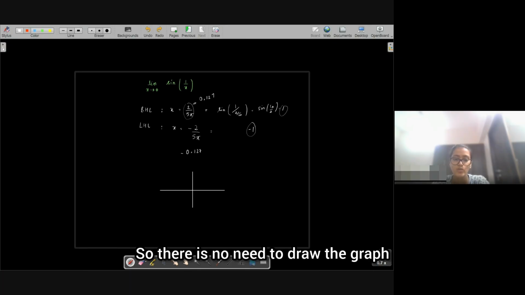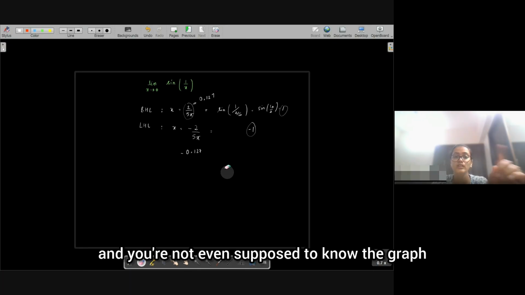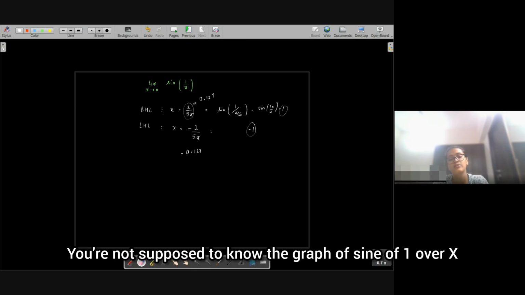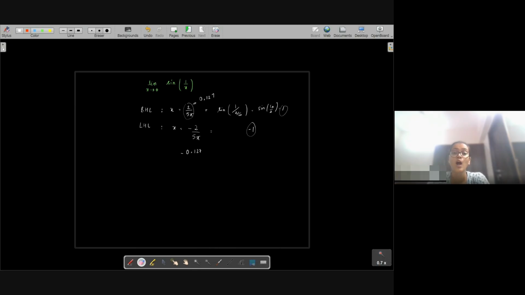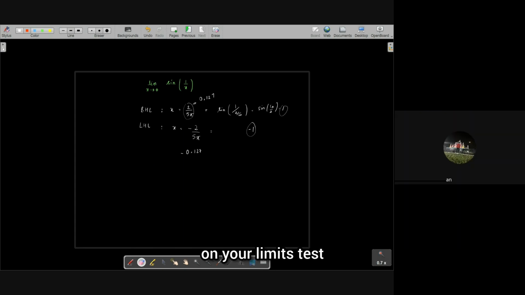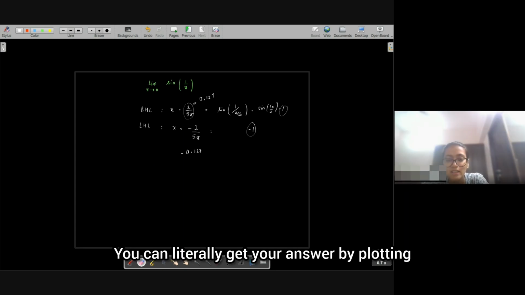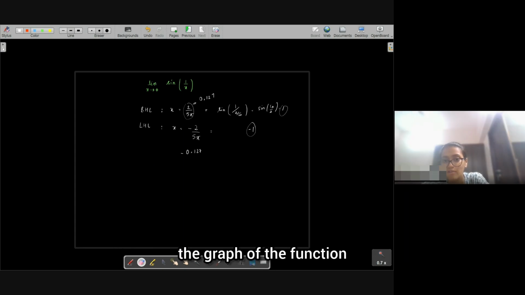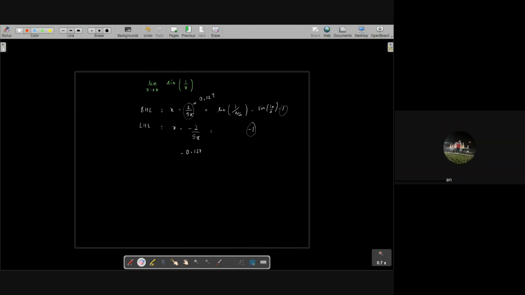So there's no need to draw the graph, and you're not even supposed to know the graph of sine of 1 over x. If you're allowed to use a graphing calculator on your limits test, you can literally get your answer by plotting the graph of the function. Any questions?